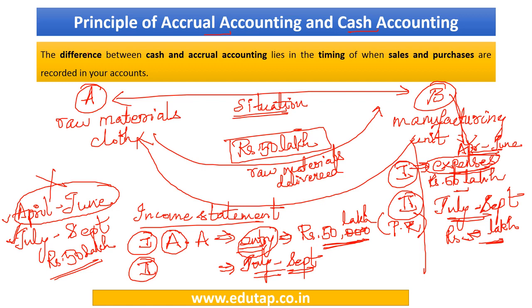So now you would be able to appreciate the line which you see on your screens, that the difference between cash and accrual accounting actually lies in the timing of when the sales and purchases are recorded in your accounts. Right? So just now, if you have really understood the example, you would be able to clearly differentiate and understand the word timing that is used in this particular statement.